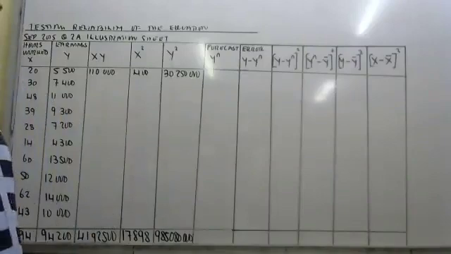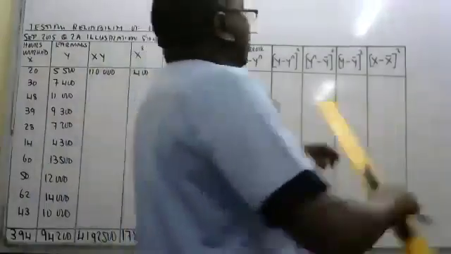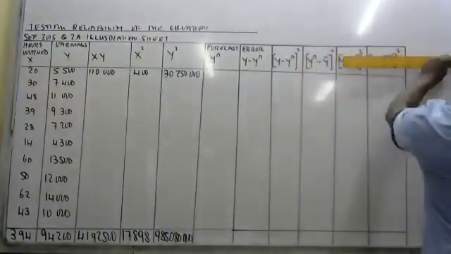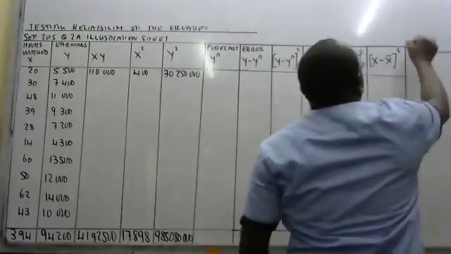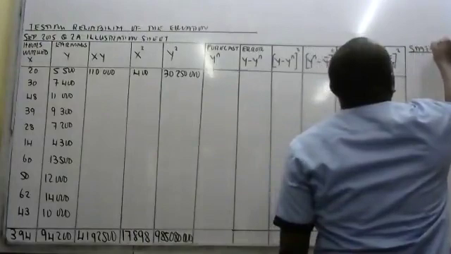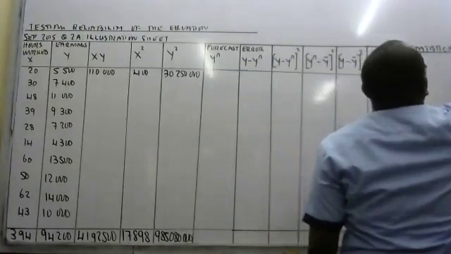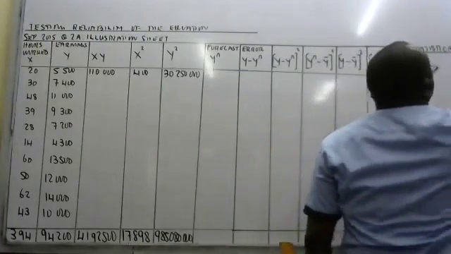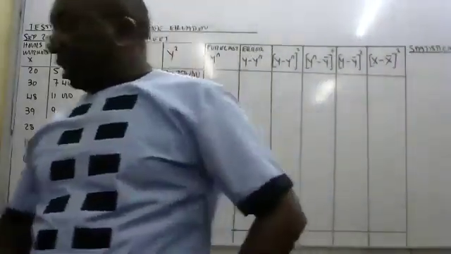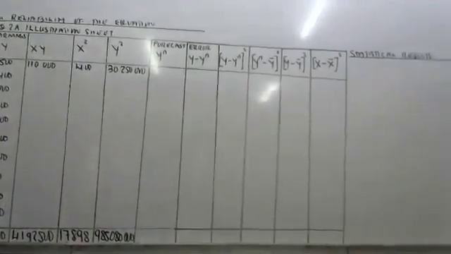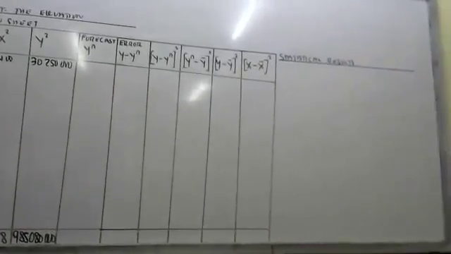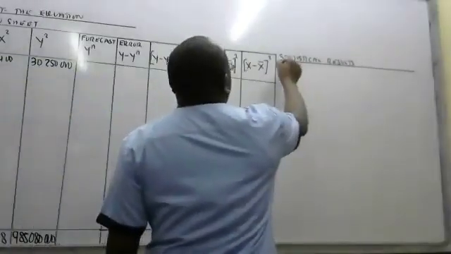So with those figures, below the table now, write statistical results. Statistical results. Now the first result that we need is X bar.